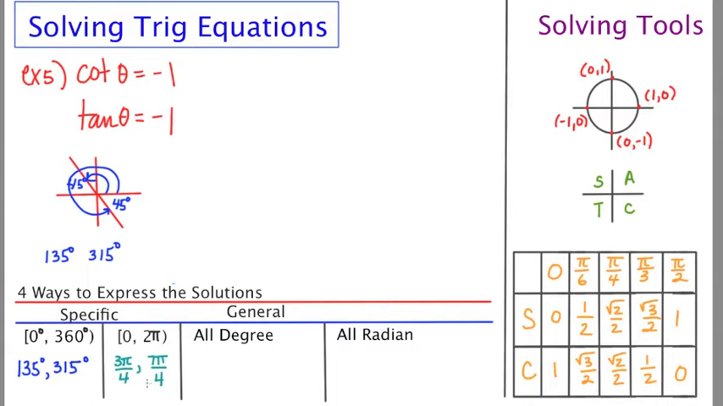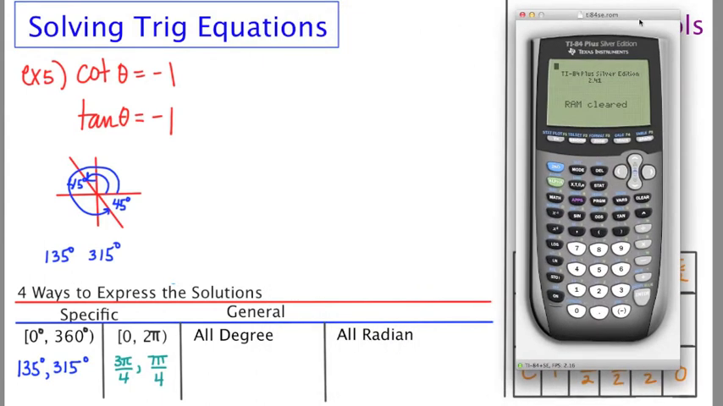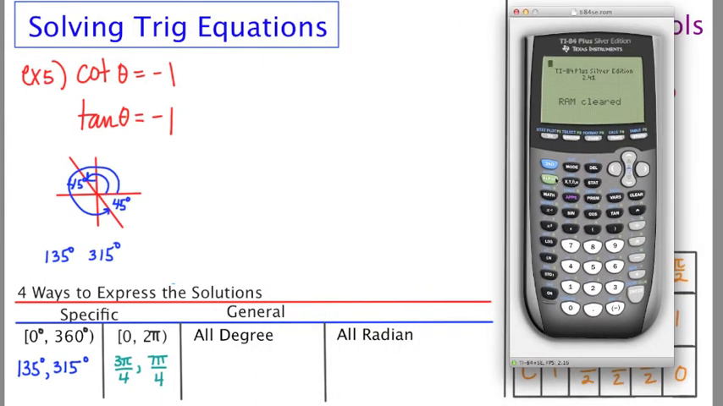Okay, now I thought for this one, for all degree solutions, I think I'm going to show you the graphing calculator. I'm going to drag this over here, go to my y equals screen, and put in tan x, and come down here and put in -1. And I'm actually going to do this in degree mode. I usually don't do this, but I think it's just easier for demonstration purposes if I do.